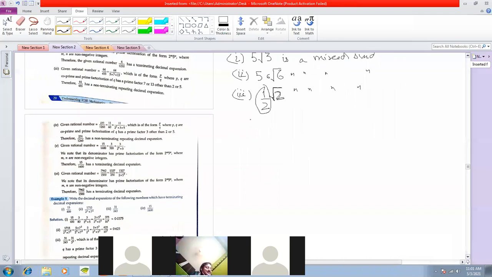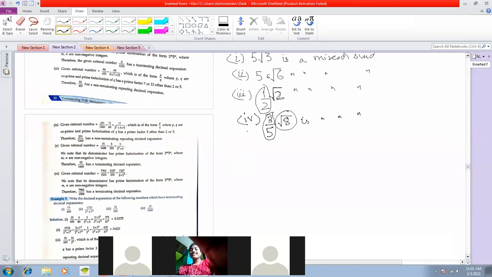Next, if I say 3/5 of root 8, this is a mixed surd. Okay, because you have a 3/5 component attached to a pure surd. Okay, so that is what it means.